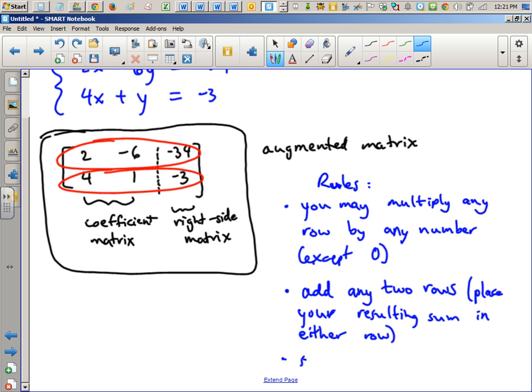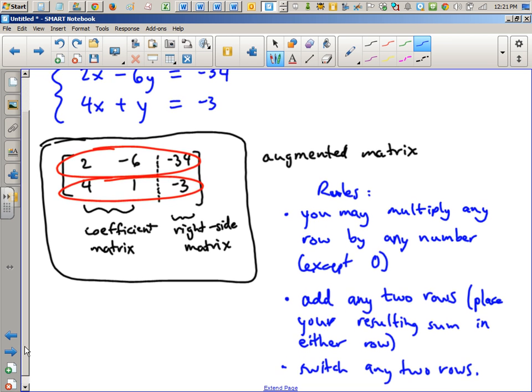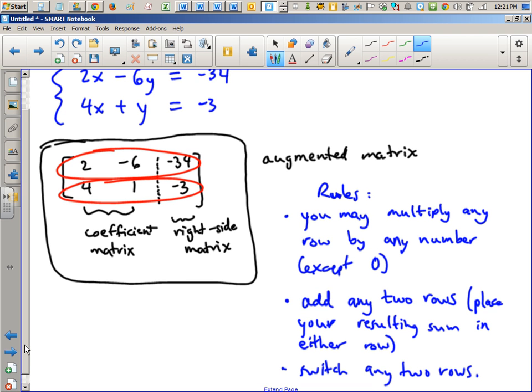And the third thing you're allowed to do is switch any 2 rows. Now let's talk about why these rules are allowed. Remember what these rows mean. What are the 2 rows I circled there, the 2 red rows? What do they represent? They just represent the old equations.